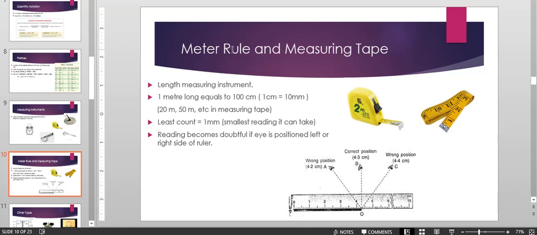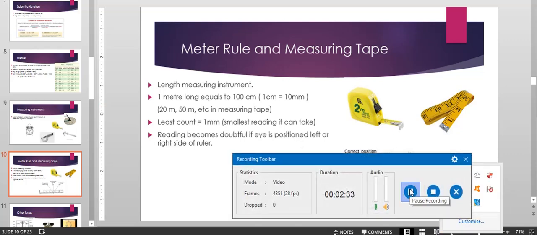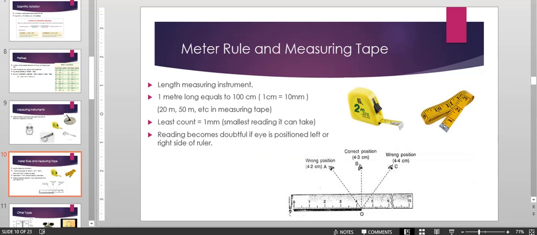One of them is the meter rule or the measuring tape. This is an instrument which is used to find out the length of different objects. It is equal to 1 meter or 100 centimeter, and 1 centimeter is equal to 10 millimeter. Or we can say the least count of a meter rule or measuring tape is 1 millimeter. Whereas the length of measuring tape can vary from 20 meters to 50 meters, etc.